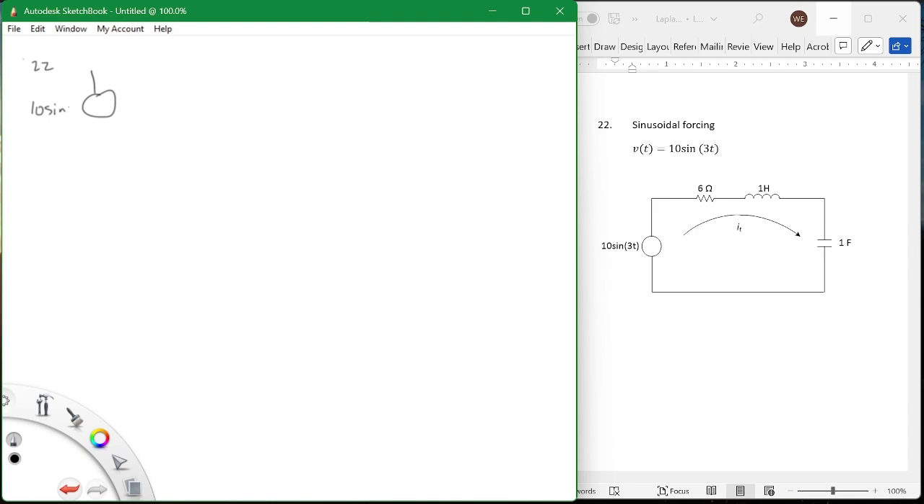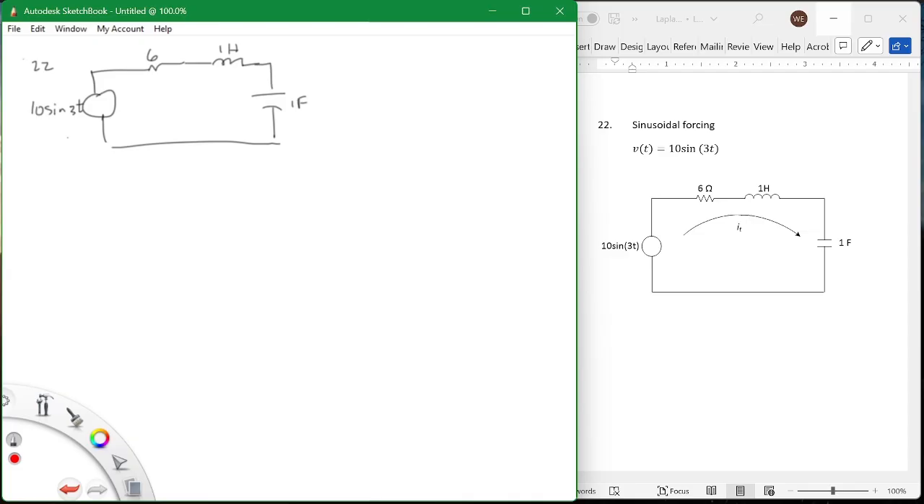10 sine 3t. All right, and then we've got 6. We've got 1 Henry. And I have a grandson named Henry. We got a Henry. All right, 1 farad. So, what's your prognosis of this thing, Ethan?